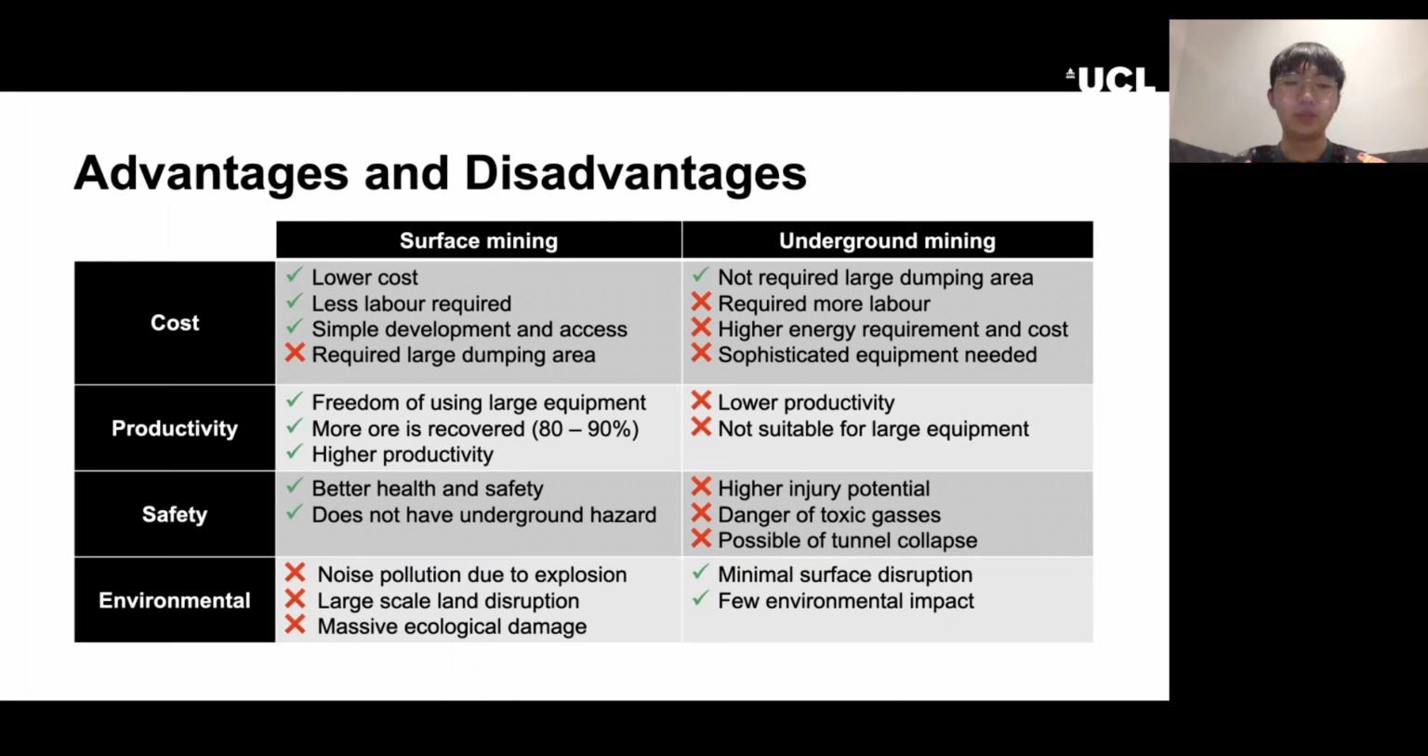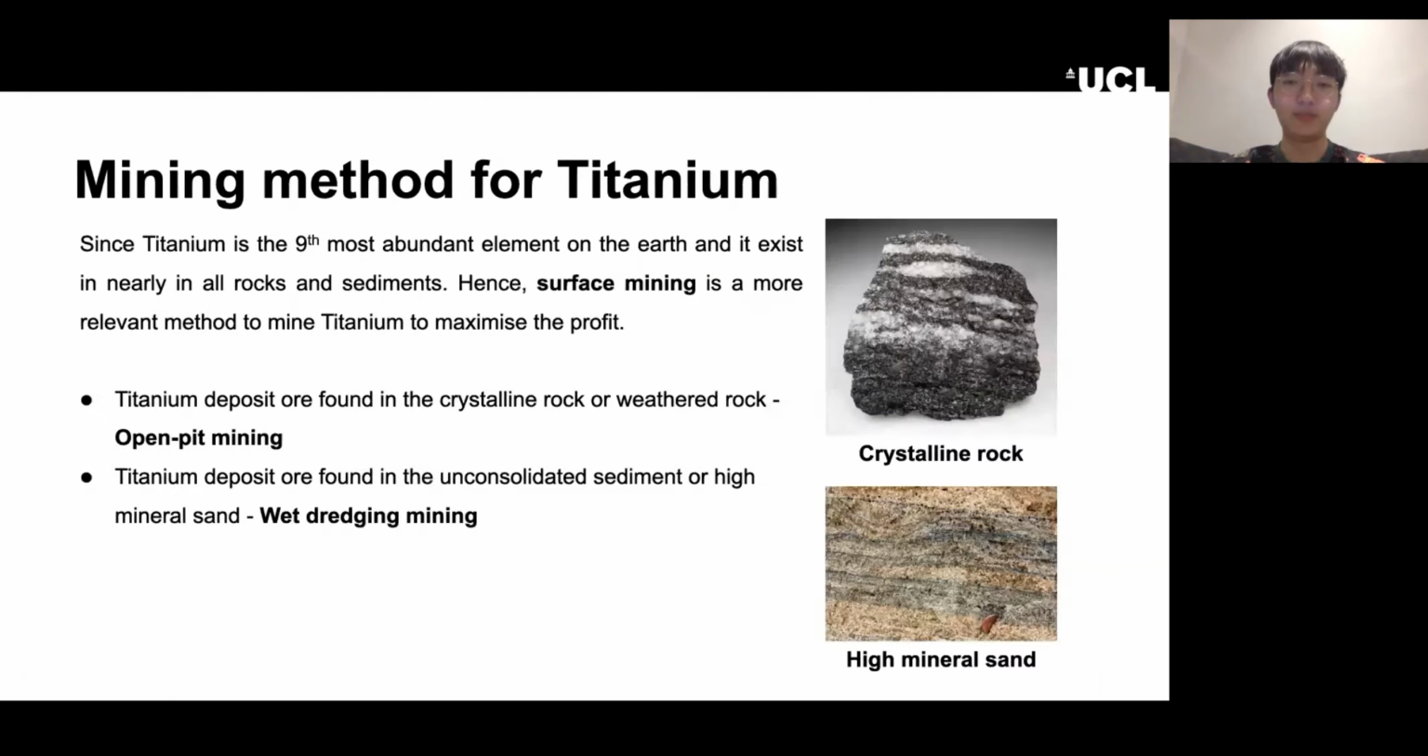In order to choose the most appropriate mining method for titanium, we need to consider its availability and accessibility on the Earth. Since titanium is the ninth most abundant element on the Earth, and it exists in nearly all rock and sediment in the form of ilmenite and rutile, surface mining is more relevant to mine titanium to maximize the profit.